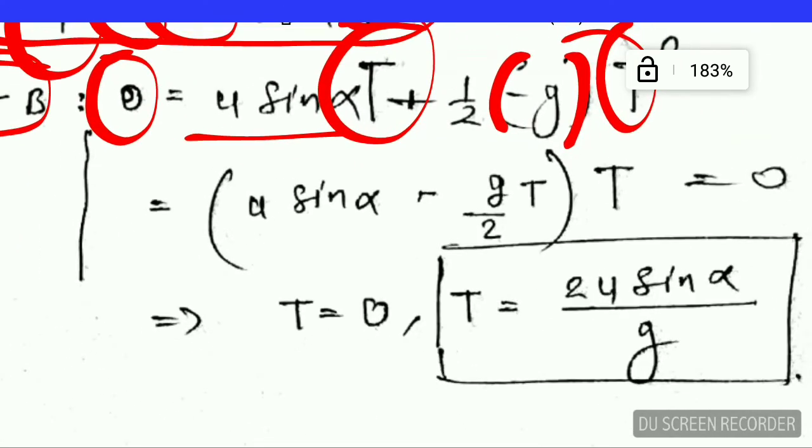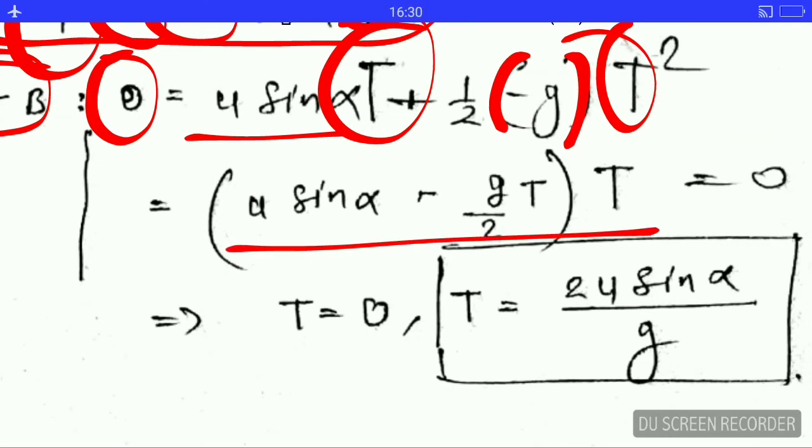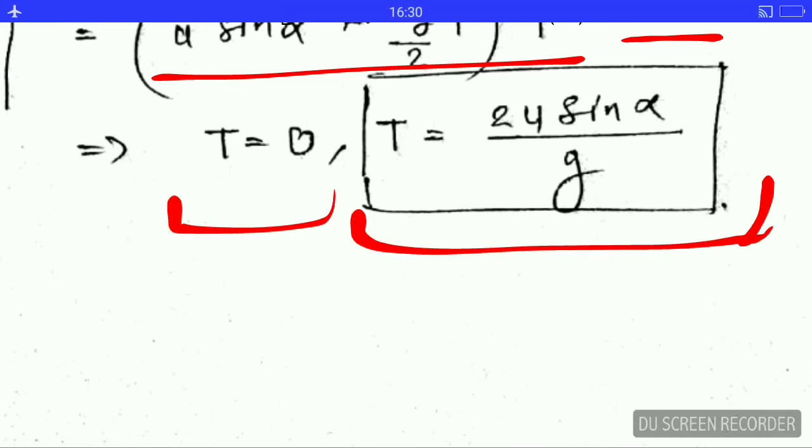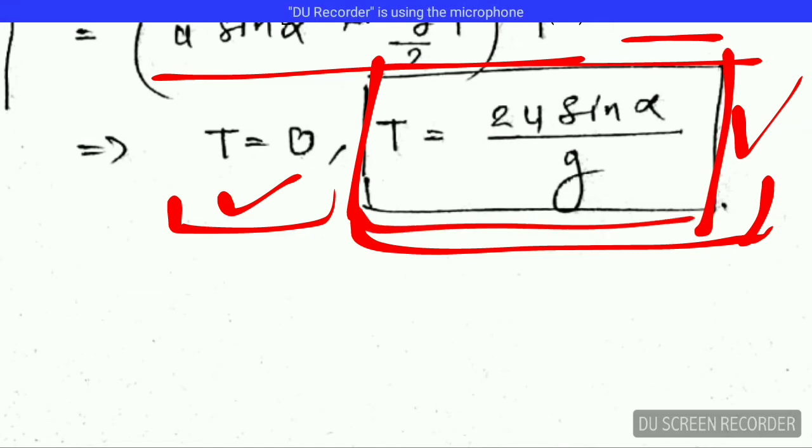I took out the t common, equated it to 0, and it gave me two values. So there are two times, and this will be your valid time of flight. The other is the time when the particle hadn't started, so this is your right formula. This is the total time taken by the particle to travel through its entire motion.